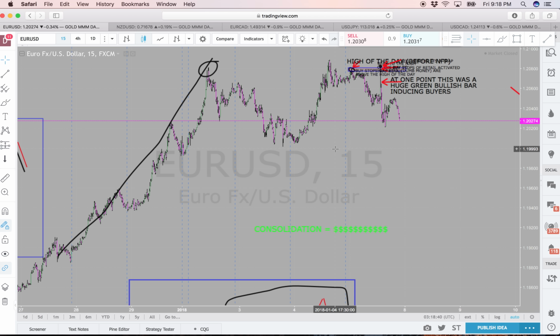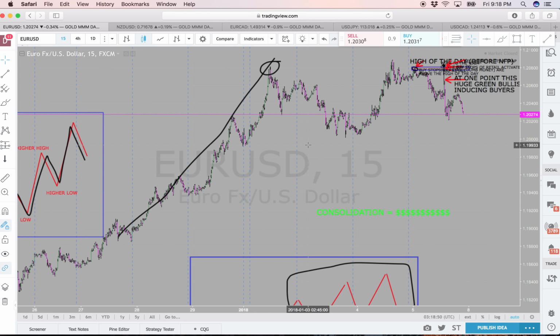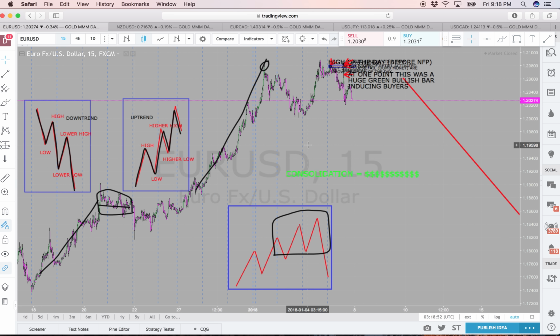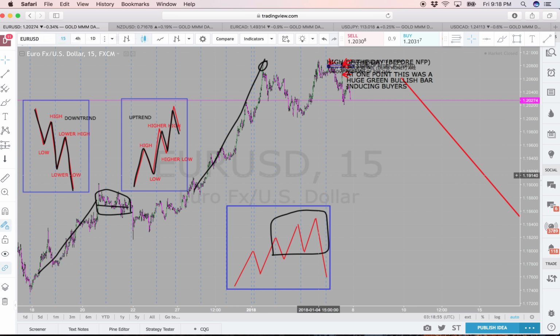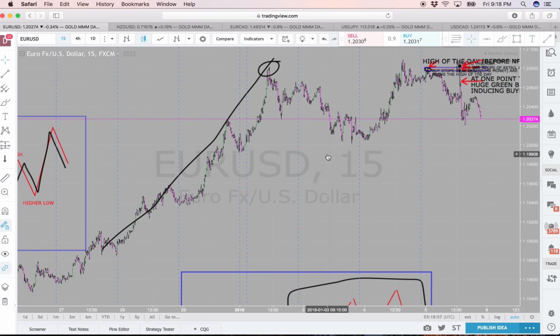lows of the day, of the previous day, of the week, of the month, all these highs and lows you have to take into consideration. So consolidation is money. It's where the money is.